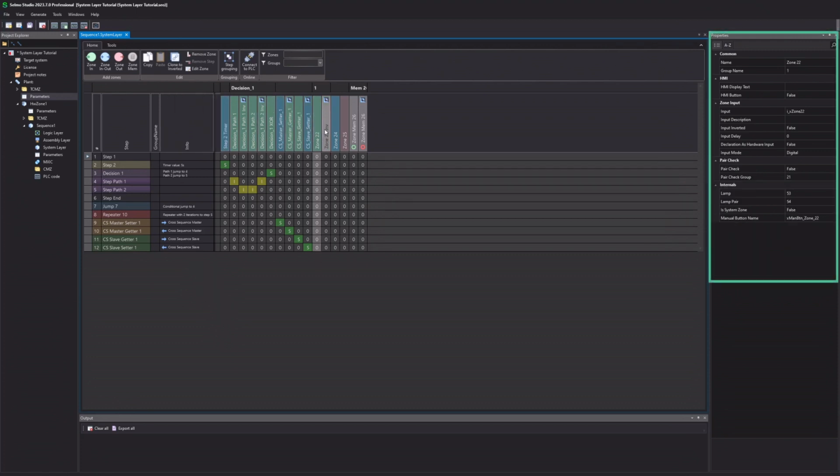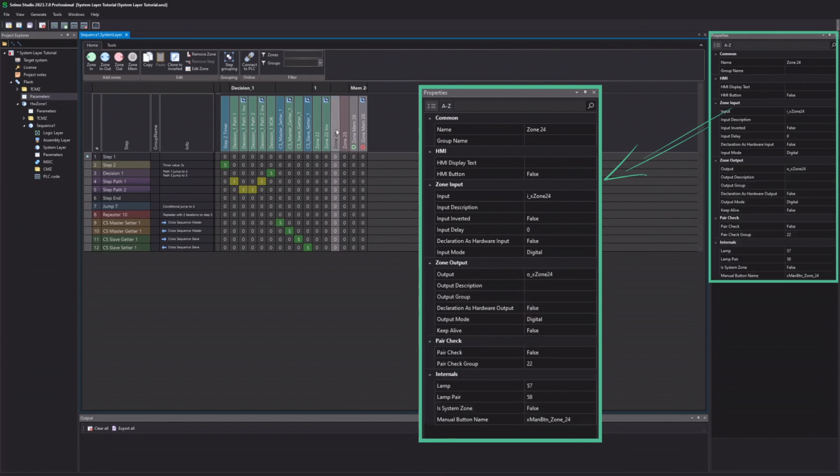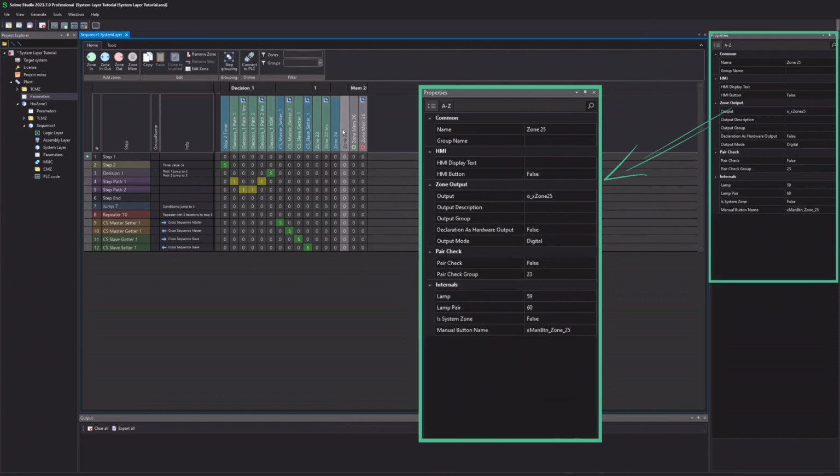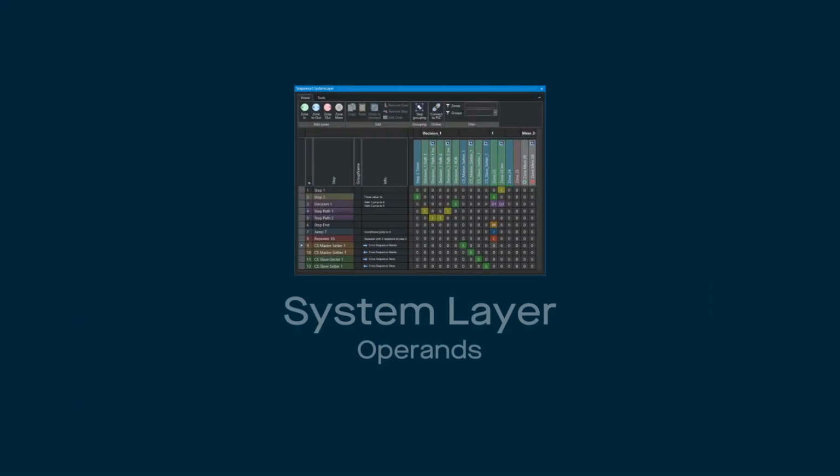Each zone has its own settings where you can define certain properties like basic settings, HMI functions and texts, zones in and output data, as well as the pair check and internals. How to fill in the operands and what they mean, you will see in the next video.